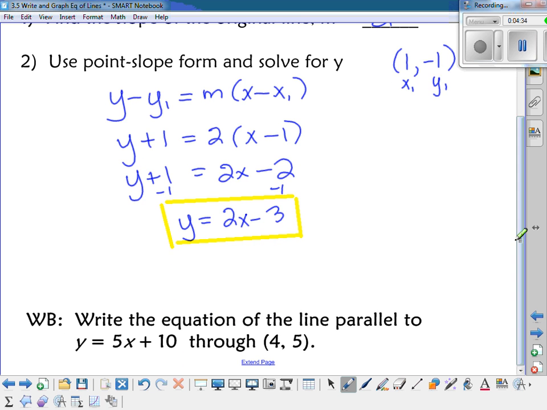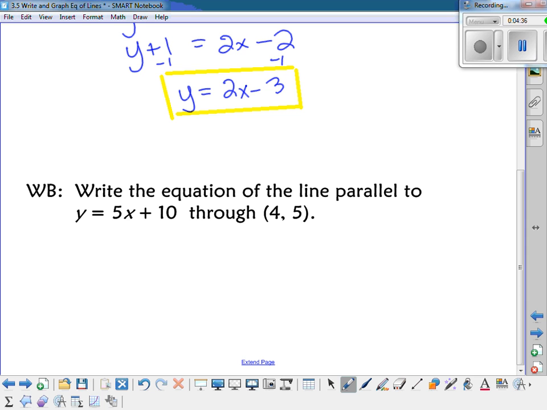So on your own, I want you to try this problem. We're going to write the equation of the line parallel to y equals 5x plus 10 that goes through the point (4, 5). Pause the video and try it on your own.